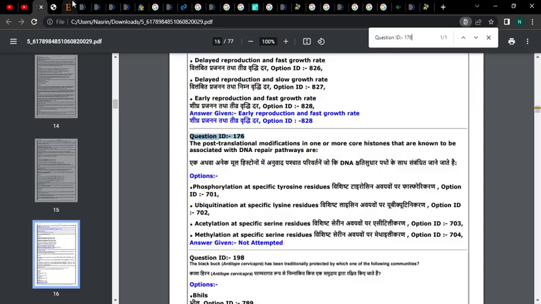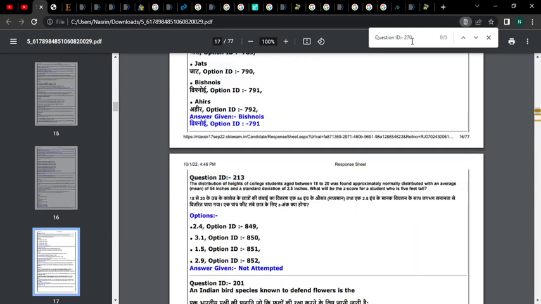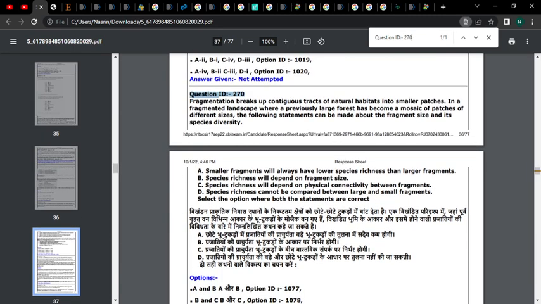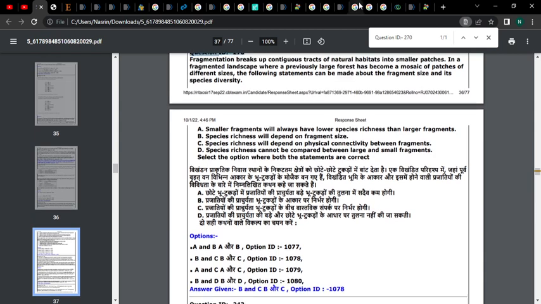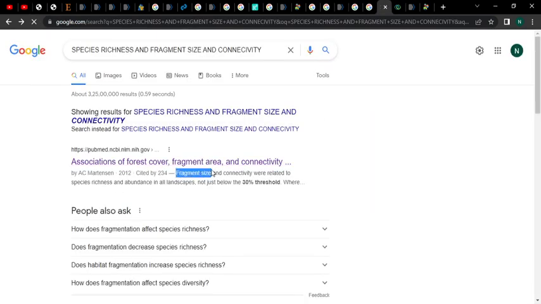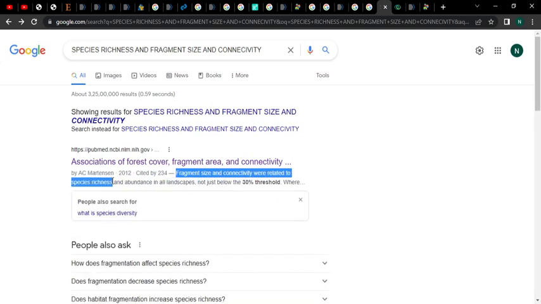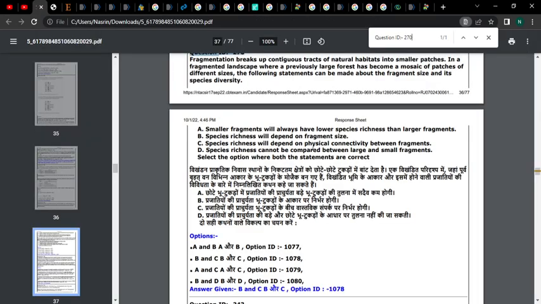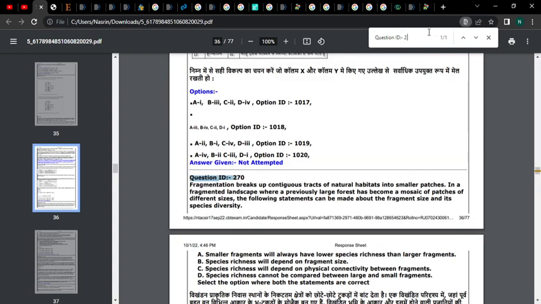Next is question number 270. Again, don't challenge this, because I found a research article. In that article they mention, so here you can check, in this particular article they mention fragment size and connectivity were related to species richness. So what did they ask? Species richness will depend upon fragment size. Absolutely correct statement. And species richness will depend upon the physical connectivity between fragments. So the option given by NTA is correct. Don't challenge this option.